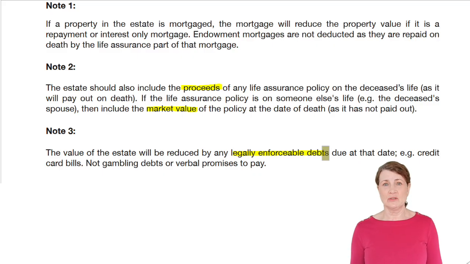You cannot deduct gambling debts, and this is something that comes up in the exam. You could owe the local bookies an awful lot of money, and it might be legally enforceable, but we don't care because gambling debts are specifically disallowed. Verbal promises to pay. Let's say in the week before you died, you ran over the neighbour's cat on your drive and you promised that you were going to pay the vet bill, but you died before you could pay it. The debt isn't legally enforceable because it's a verbal promise to pay, so that isn't deductible in the death estate.